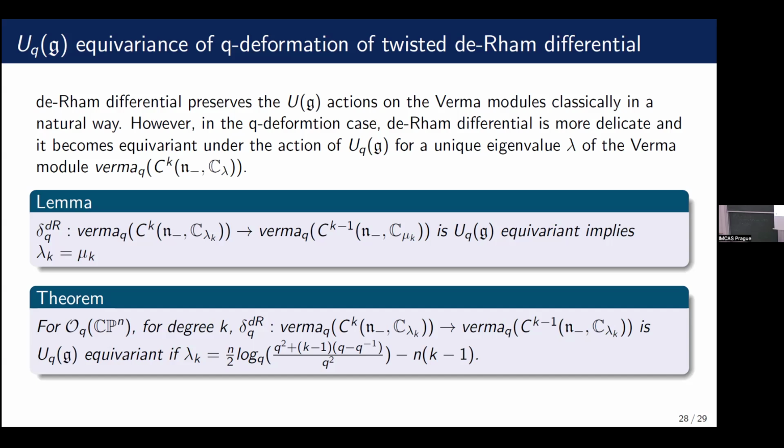So this is about the equivariance of this whole de Rham. You have these UQG modules, you have this de Rham. Now you are asking if this de Rham is equivariant under the action. So I'm saying that it depends. This lemma says that it depends on this.